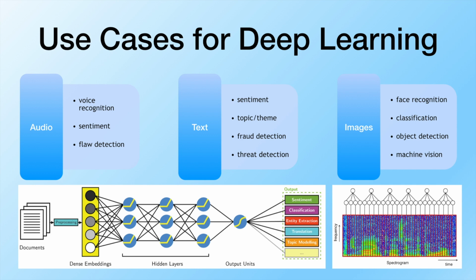Now, for use cases for deep learning, there are many, and we have a decent amount of them listed here. Let's start with audio. For audio, we can do things like voice recognition, sentiment analysis, so that would be the actual sentiment of the speaker. Are they angry? Are they calm and soothing? Things like that. And then flaw detection, that would be for things like detecting flaws in machinery, like turbines or jet engines. And not just detection of the flaws, but perhaps classifying just what the flaw is based on the sounds that are there.